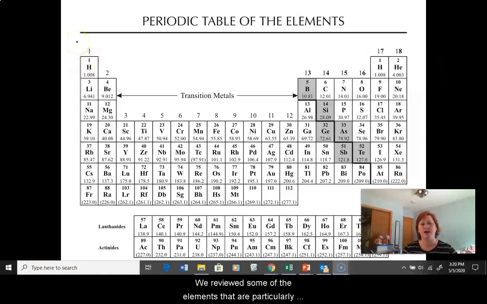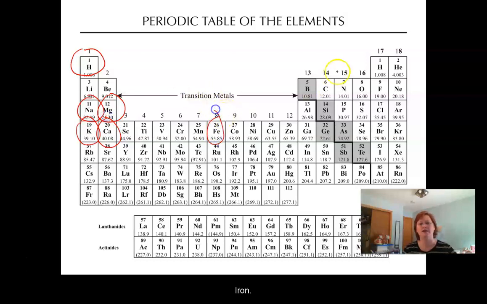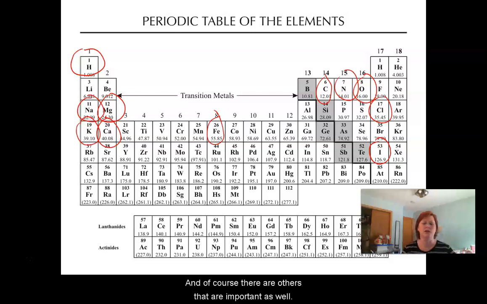We reviewed some of the elements that are particularly relevant to human physiology. So let's take a look at those. We have hydrogen, sodium, magnesium, potassium, calcium, iron, carbon, nitrogen, oxygen, chloride, and iodine. And of course there are others that are important as well.